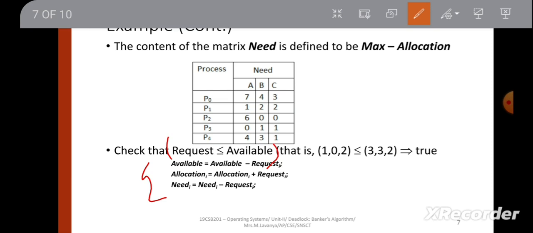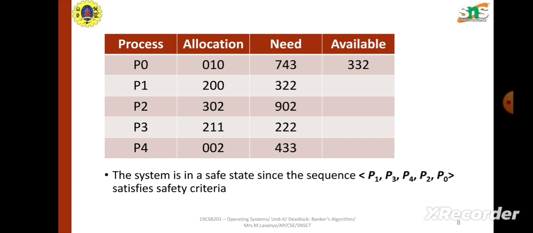Since the request is served, we are reducing the values from the need matrix. That's it. If we follow these 3 steps, the problem will be solved under Banker's algorithm. Let's see, this is another slide. Okay, this is our given example process from P0 to P4.